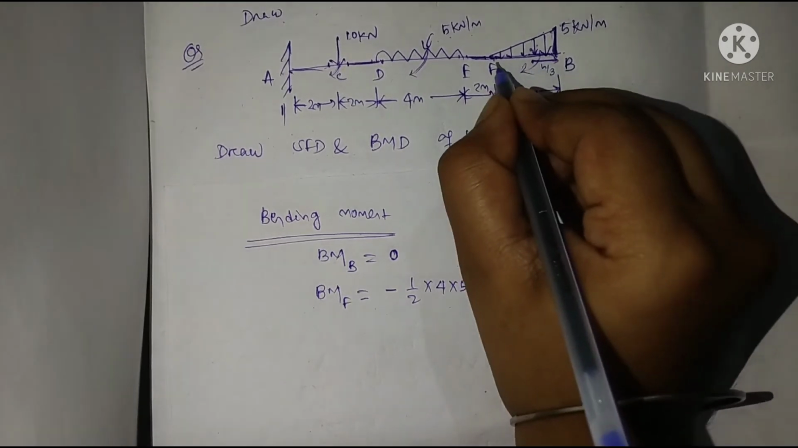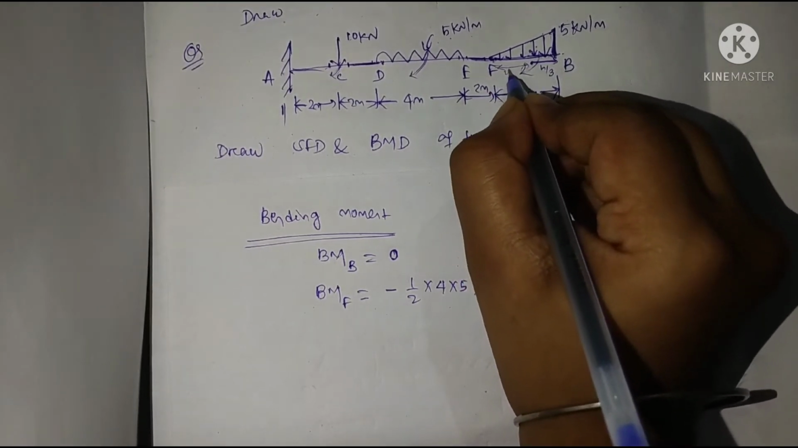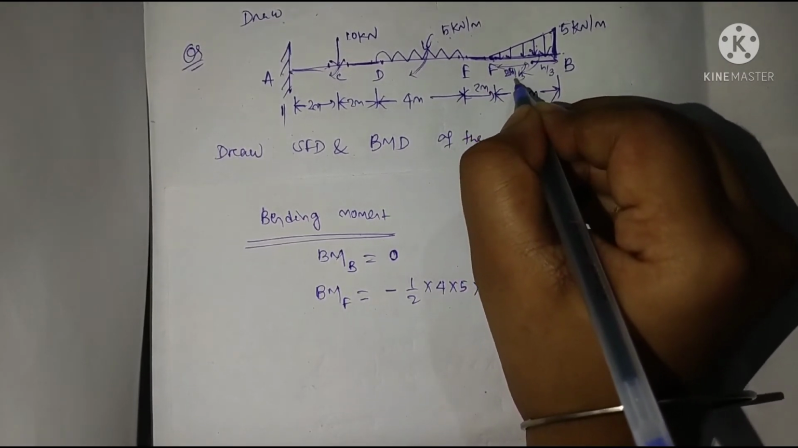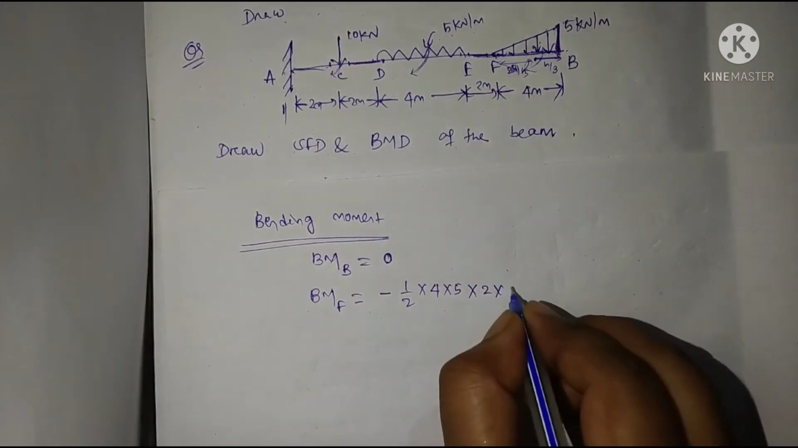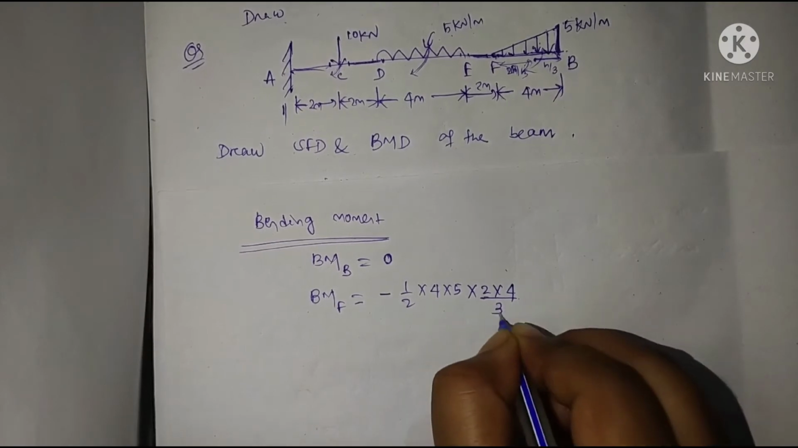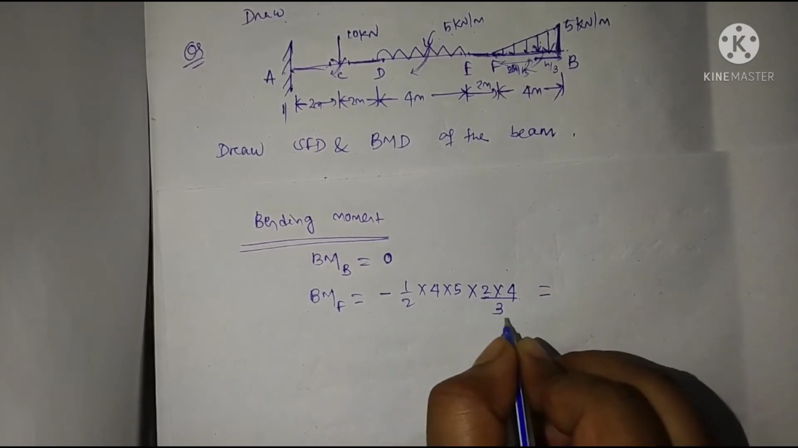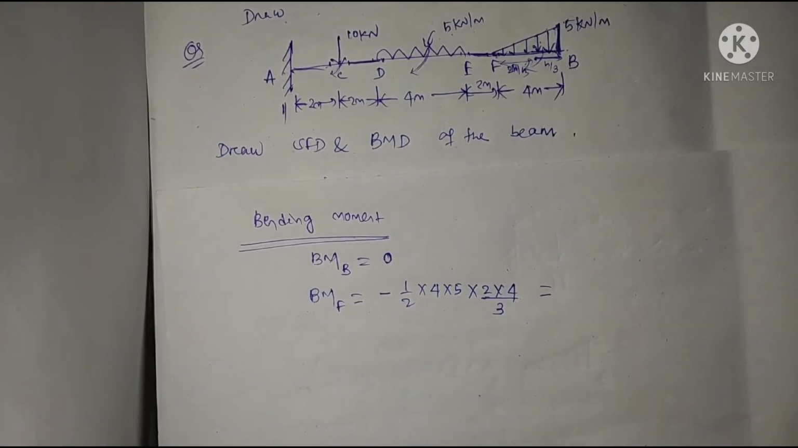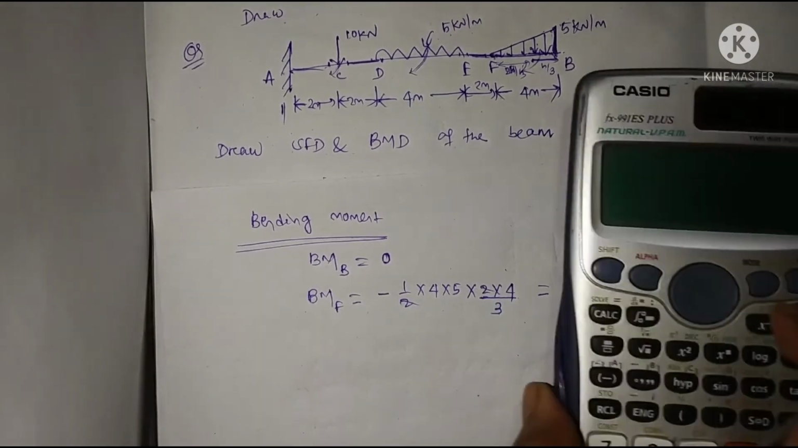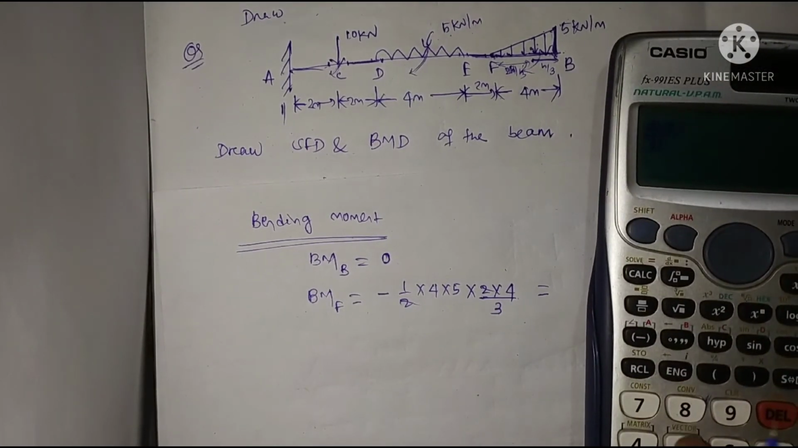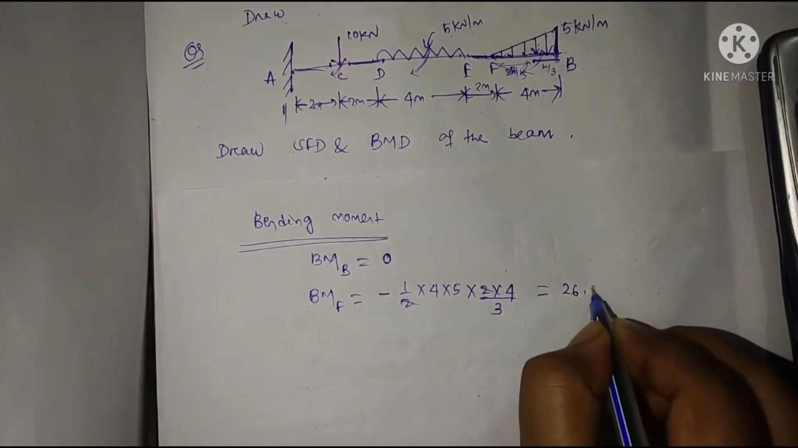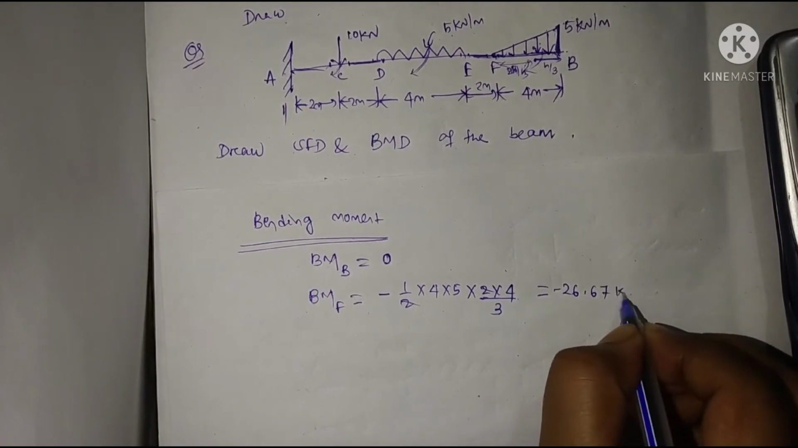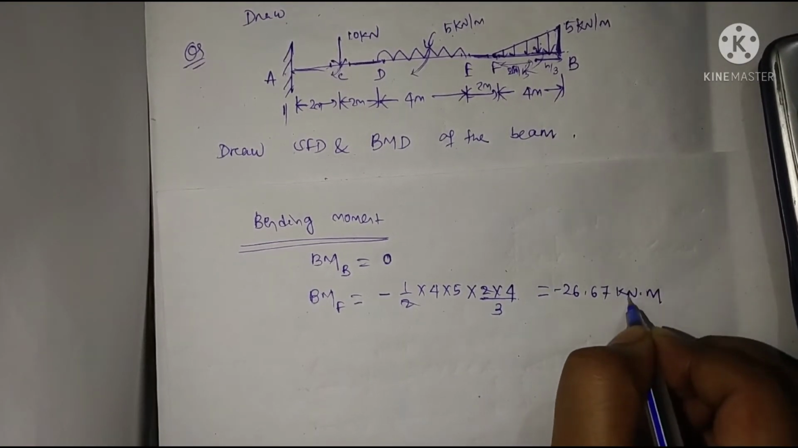Total is h. So how much will this distance be? This will be 2h by 3. Just put it, 2 into h, where the value of h is 4, by 3. Now just calculate this value. This value comes out to how much? 4 into 5 into 4 divided by 3, that is 26.67, and this will be negative, kilonewton meter.